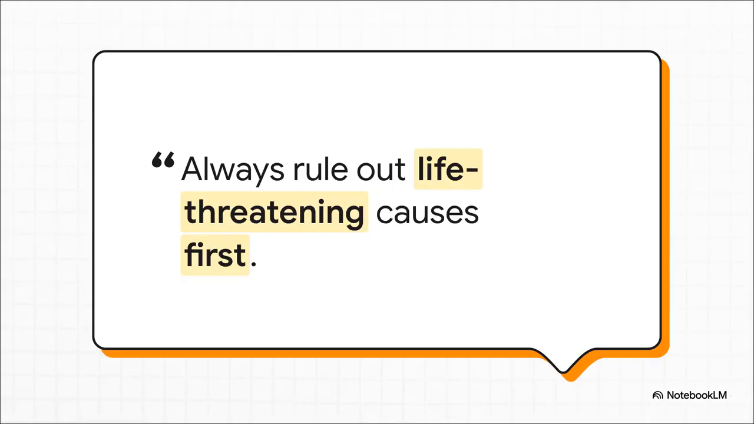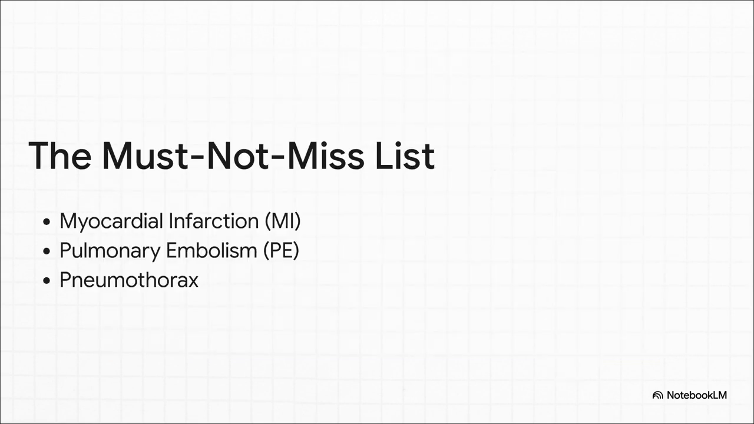So with all these possibilities, where do you even start? You start with this. This is the single most important rule in emergency medicine, period. You don't go looking for the most common cause first. You go looking for the most deadly cause first. You have to hunt down the killers. And that means our focus immediately narrows down to this must-not-miss list. We're talking about a myocardial infarction, that's a heart attack, a pulmonary embolism, which is a big blood clot in the lungs, and a pneumothorax, a collapsed lung. These are the things that can kill a patient in minutes or hours if you miss them. So pretty much everything we do next is designed to find or, hopefully, rule out these three big ones.